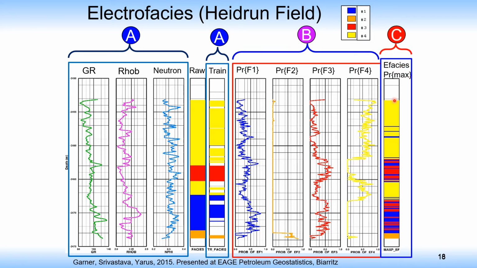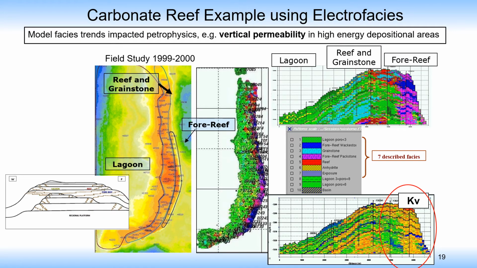And so in this zone, we have high probability of the yellow. In here, we have a high probability of blue and red. And notice when we compare to the training set that the output facies, electrofacies, has a different level of heterogeneity. In this carbonate reef example, it's just a summary.